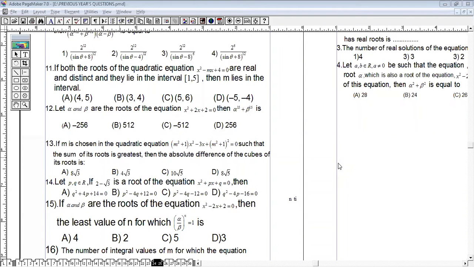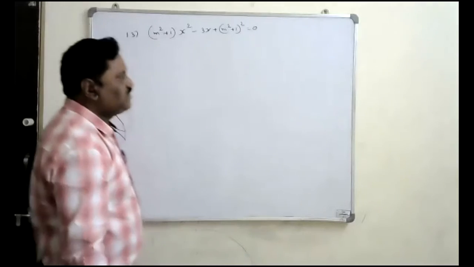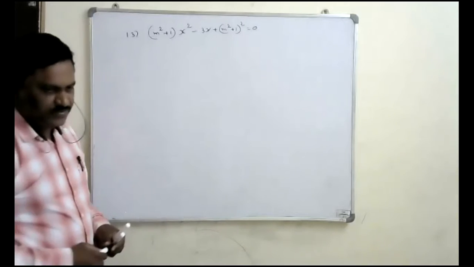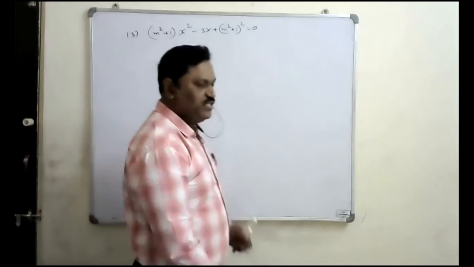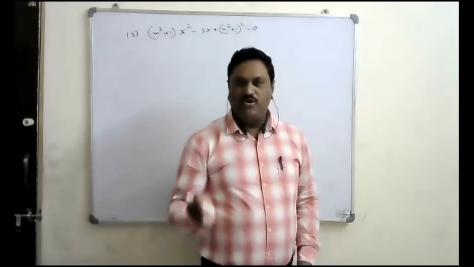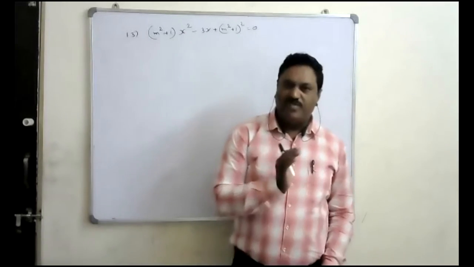The equation is (m square plus 1) x square minus 3x plus (m square plus 1) whole square is equal to 0. Here they have given that the sum of the roots is greatest. If the sum of the roots is greatest, then what is the absolute difference of cubes of the roots?